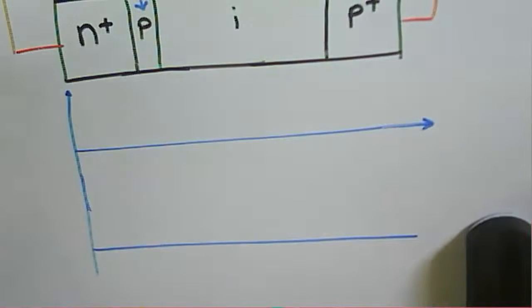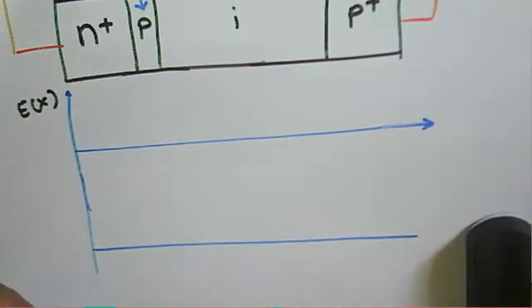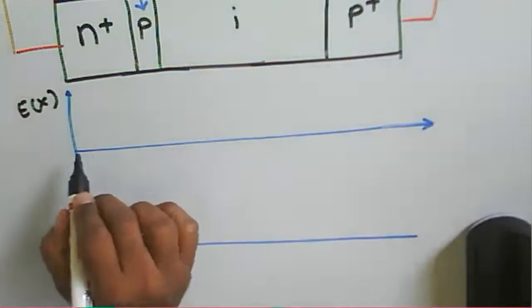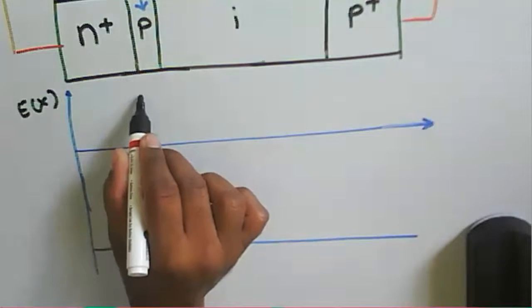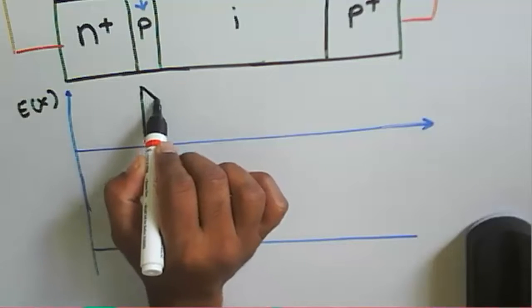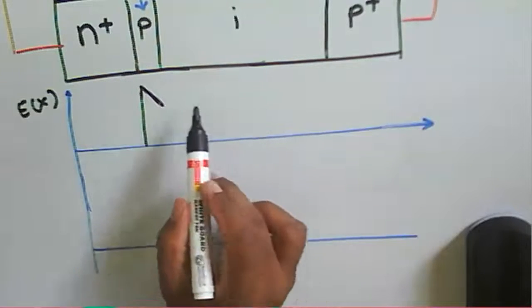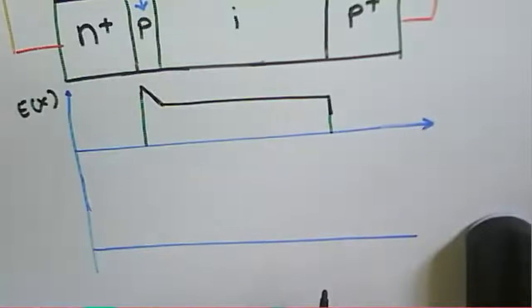When we consider the field profile for this given junction, at this particular junction it will be a maximum. This is the avalanche region, so it will be a maximum, and then it gradually decreases throughout this I region. So this is the field profile of this given junction.